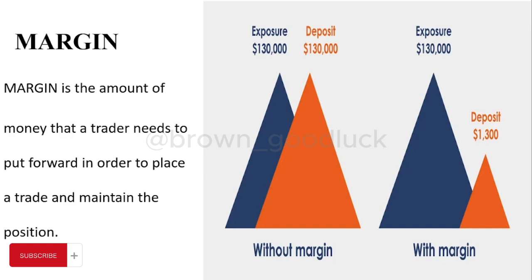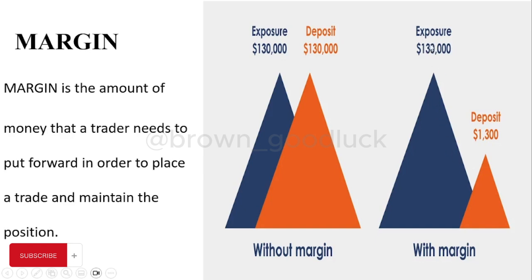However, margin is the amount of money that a trader needs to put forward in order to place a trade and maintain the position. So without margin, if he deposited $130,000, this same $130,000 is what you're going to be using to trade. This is what you're exposing to the financial market. Now with margin, you can deposit $1,300 and expose such an amount to the financial markets.